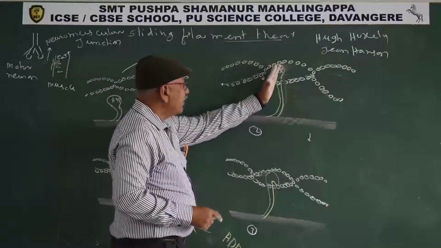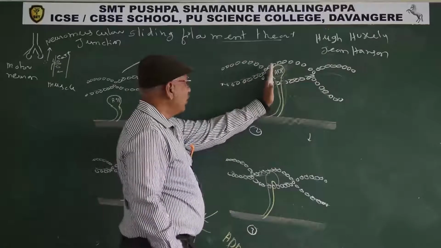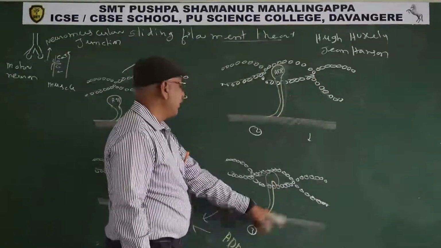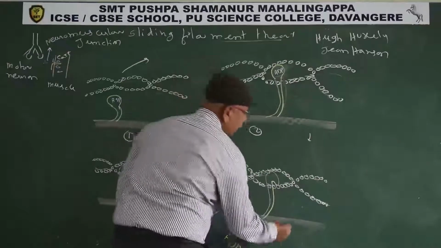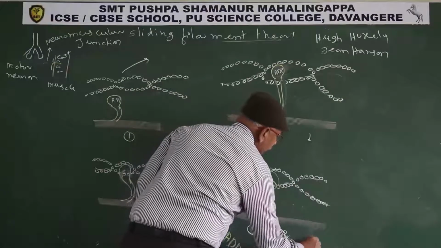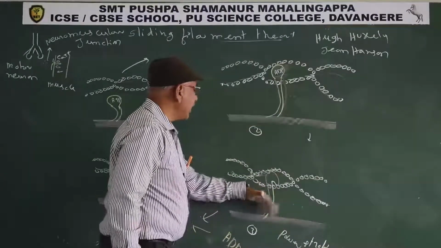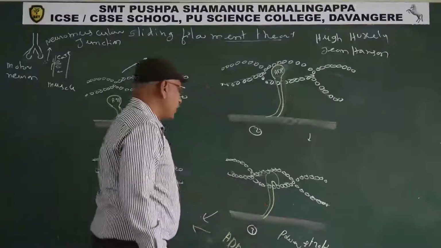The meromyosin head pulls the actin towards the myosin filament. It is known as the power stroke. The meromyosin head pulling the actin towards the myosin filament is known as the power stroke.